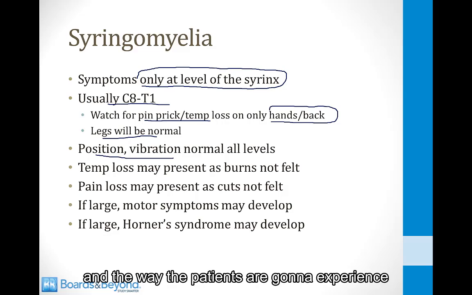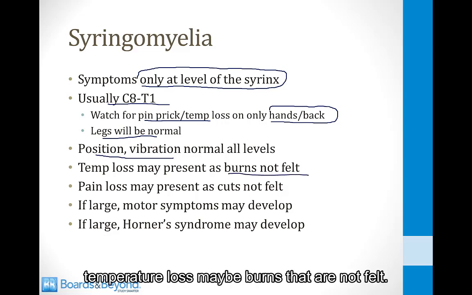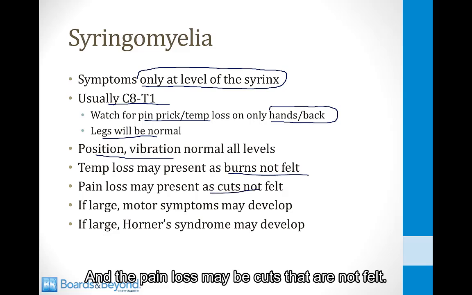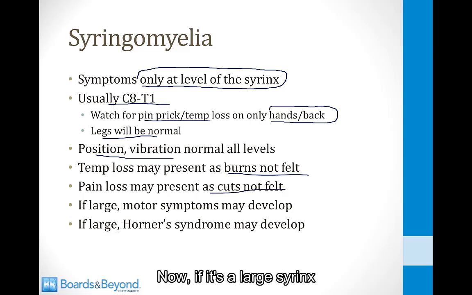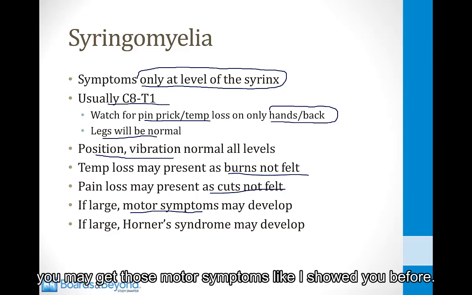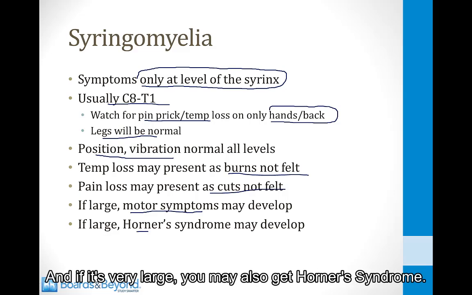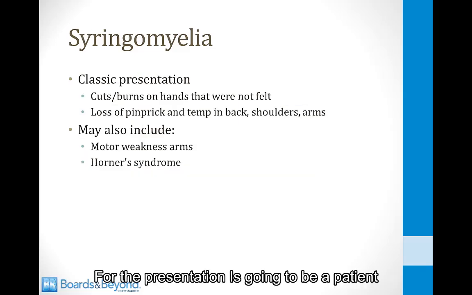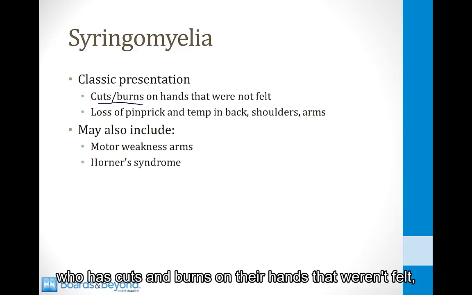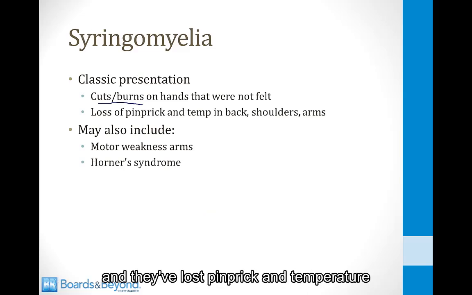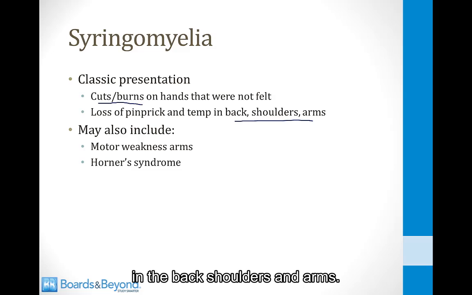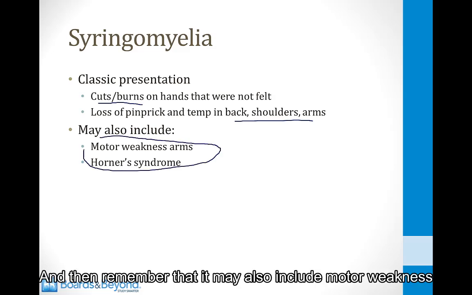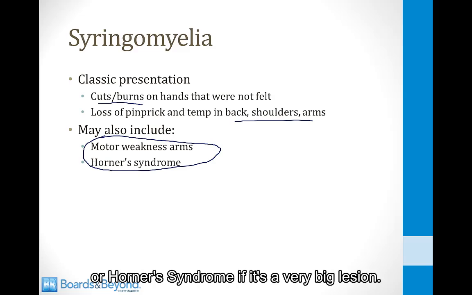And the way patients are going to experience temperature loss may be burns that are not felt, and the pain loss may be cuts that are not felt. Now, if it's a large syrinx, you may get those motor symptoms like I showed you before. And if it's very large, you may also get Horner syndrome. So the classic presentation is going to be a patient who has cuts and burns on their hands that weren't felt, and they've lost pinprick and temperature in the back, shoulders, and arms. And then remember that it may also include motor weakness or Horner syndrome if it's a very big lesion.